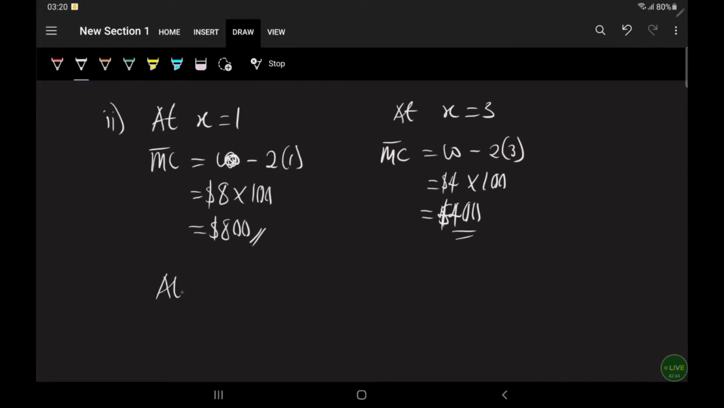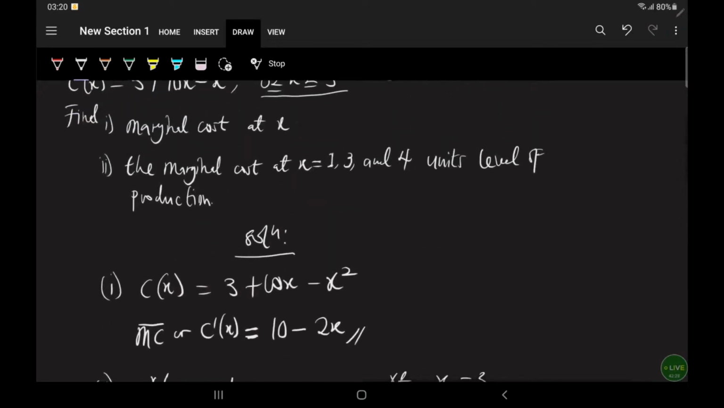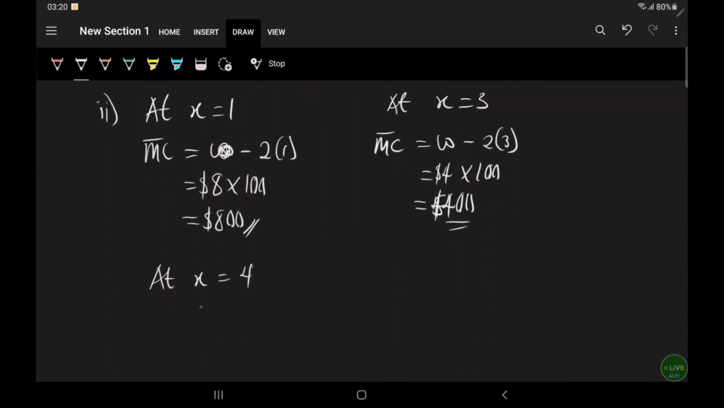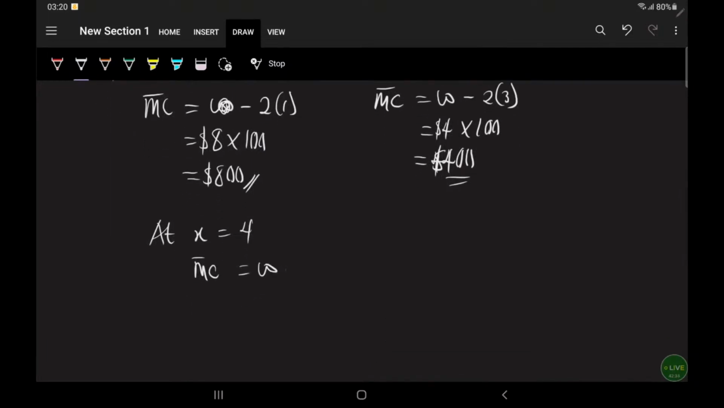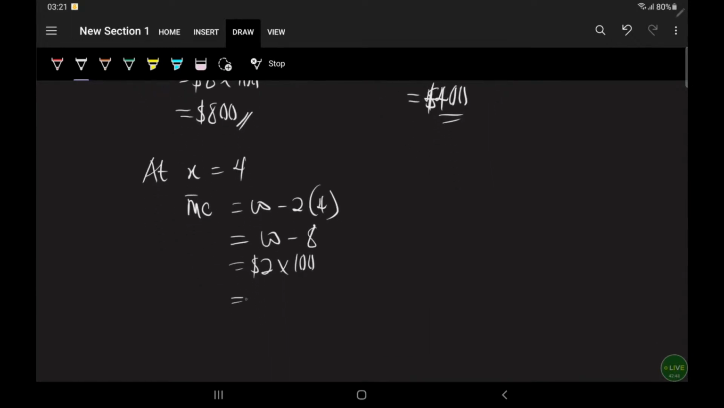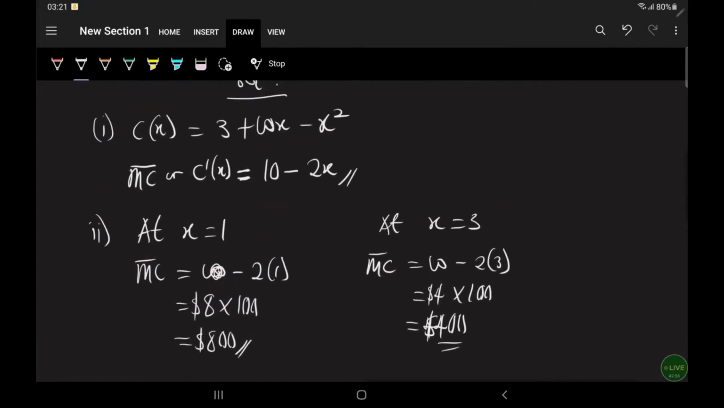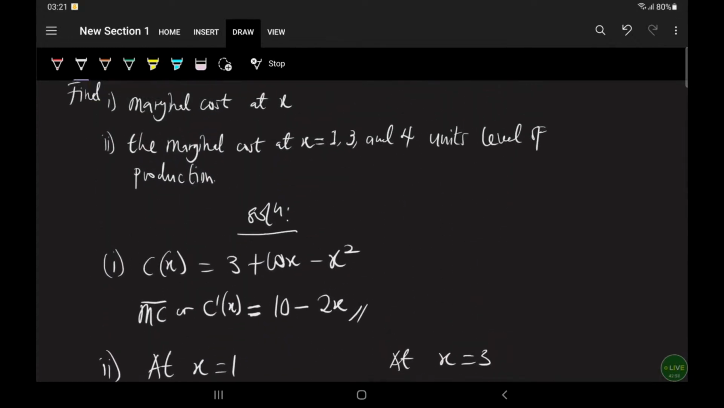And then at x equal to 4. It follows the same thing. Just as such, your marginal cost is going to be 10 minus 2 times 4, and here we have 10 minus 8, which is 2. So $2 multiplied by 100, and we arrive at $200. So that's what we mean by the marginal cost at different levels of production. I believe that is clear.